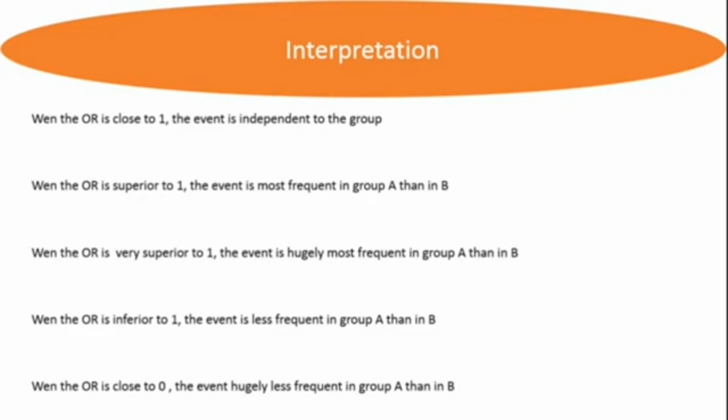Then we have the case where the odds ratio is inferior to 1. We can say that the event is less frequent in group A than B. That means that when you are in group B, you tend not to develop the disease. And the last case is when the odds ratio is close to 0. So that means that the event is hugely less frequent in group A than in group B.